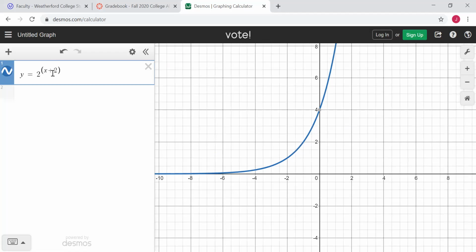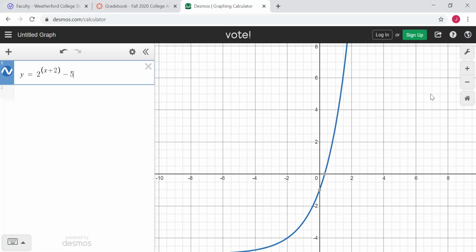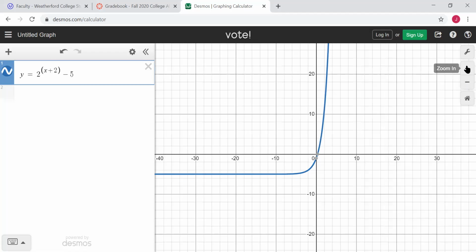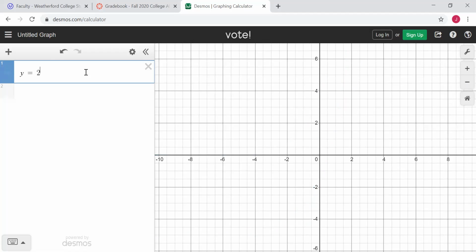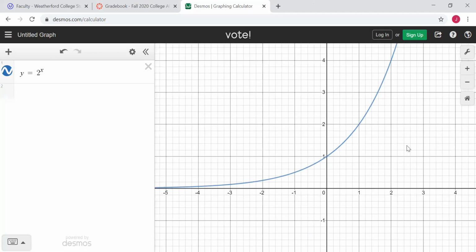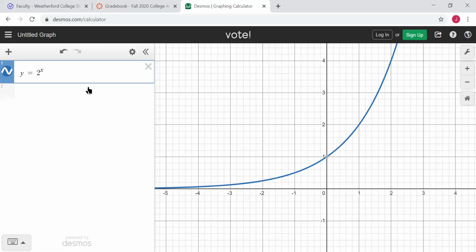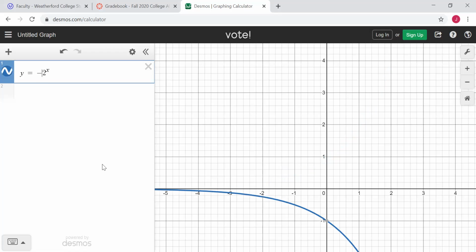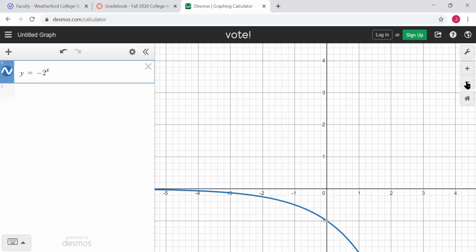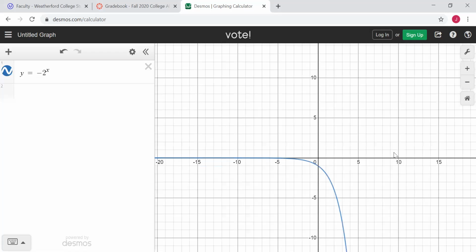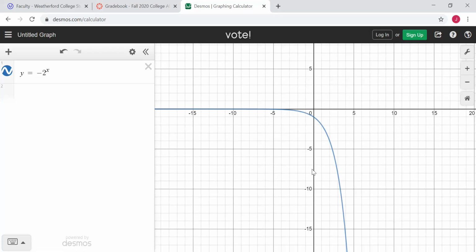I haven't done anything to manipulate the shape. I can add 2 units to the x, subtract 5 units from the y. I mean, you can get all kinds of wild with it. So all the standard transformations of functions we've already learned about apply. So I can translate it, I can shift it around left or right. I can also, and I'm playing with a little bit of fire here, I can also negate the entire function. And that will flip it about the x-axis.